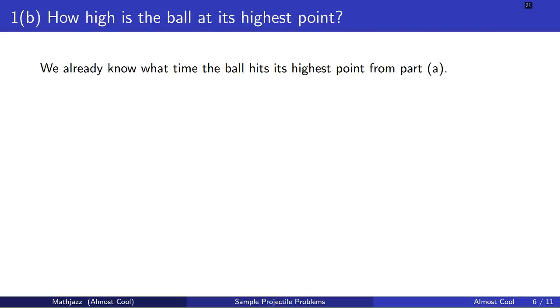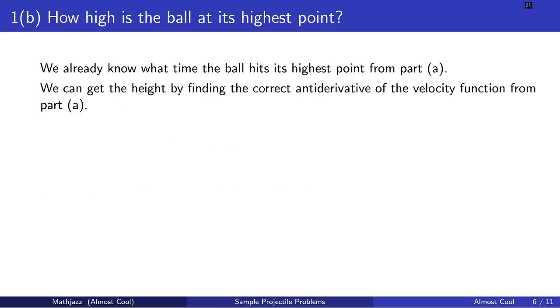For part B, we already know what time the ball hits its highest point, so if we just get the height function, then we can plug in the time and get the maximum height. And to find the height function, we're going to take the antiderivative of the velocity function.